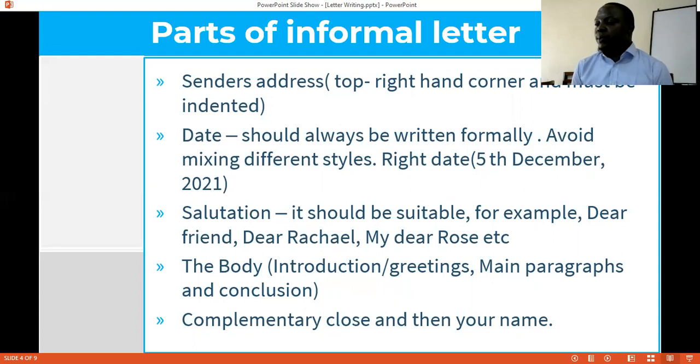After salutation, you go to the body. That body must have what we call an introduction, greetings. The first paragraph usually is greetings. How are you, mom? How are you, dad? Whoever you're writing to. Then you follow with the main paragraphs. The main paragraphs talk about why you have written this letter. If you are inviting them for something, you talk about it in the second paragraph or after greeting. Then finally, there's what we call the complimentary close. A complimentary close is based on how you have saluted, and we shall look at it in the next part.